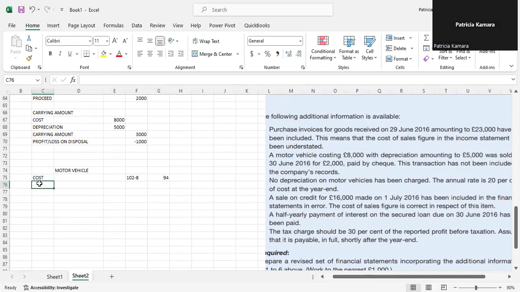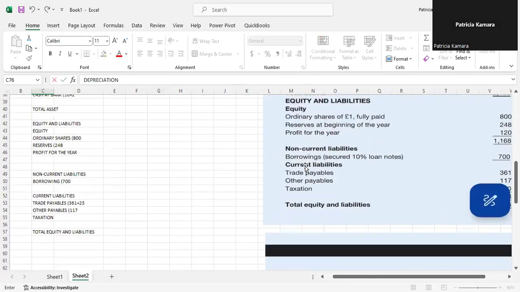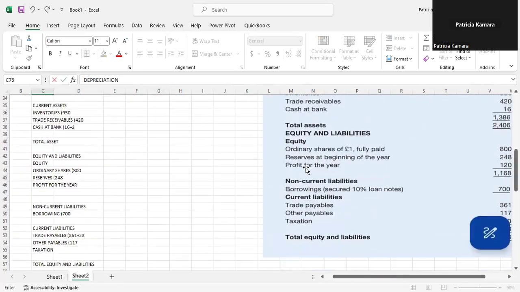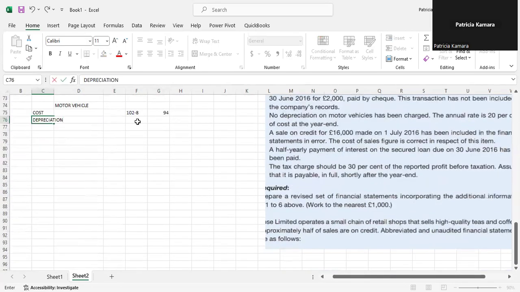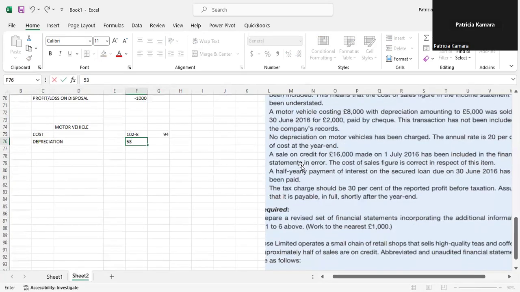And then when we come to depreciation here, it had initially given us 53, okay? And we're told that the motor vehicle that we sold had a depreciation worth 5,000. So we take out the 5, so it will be 53 minus 5. This will give us 48. Okay, so at the moment, this is the value of our motor vehicle on account. So let's proceed.